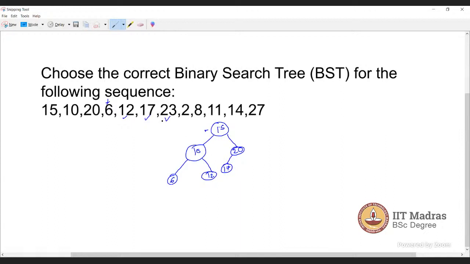Now how to insert 23? 23 is greater than 15, so right side. Then 23 is greater than 20, so again right child of 20. Similarly, 2 also. 2 is less than 15, so it will go on the left side. It is less than 10, so left side of 10. Then compare with 6. So in this way, we have to compare with all the elements. 2 is less than 6, so it will go on the left side of 6.